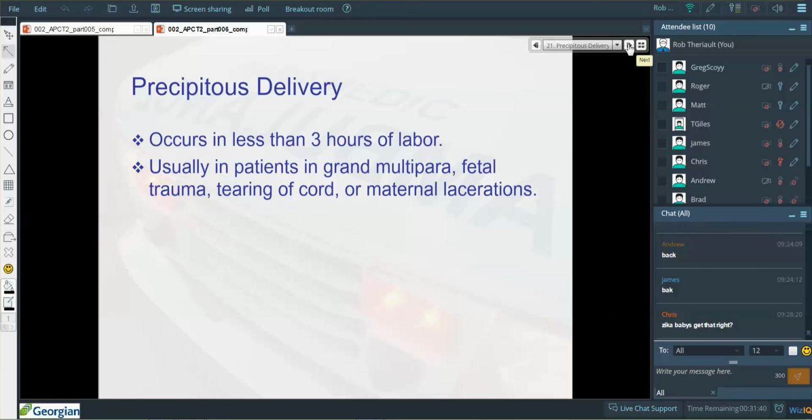So precipitous labor occurs in less than 3 hours of labor, and usually happens in grand multiparous women. If I recall, the definition for grand multipara is 5 previous births. Someone can correct me if I'm wrong on that one. I think that was the definition in the old BLS standards.